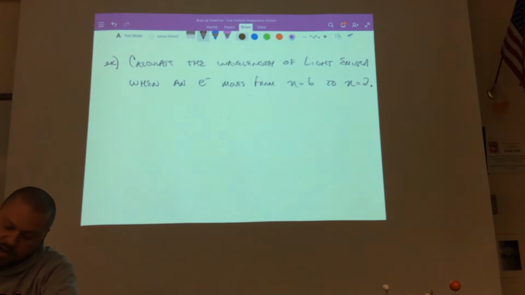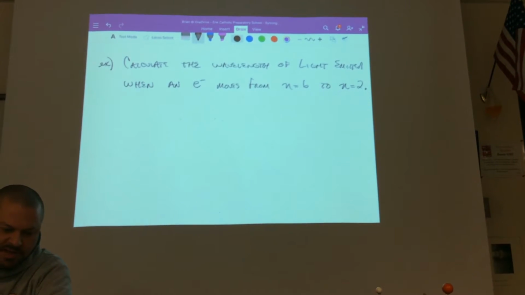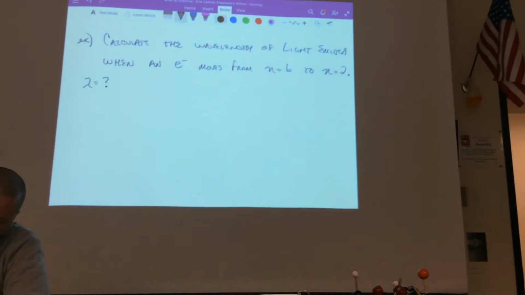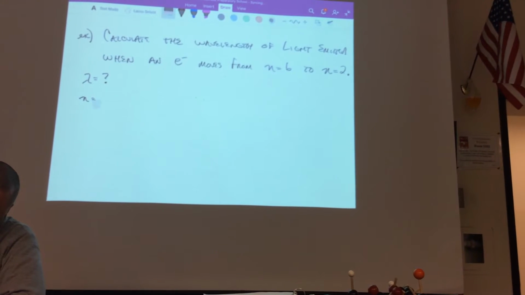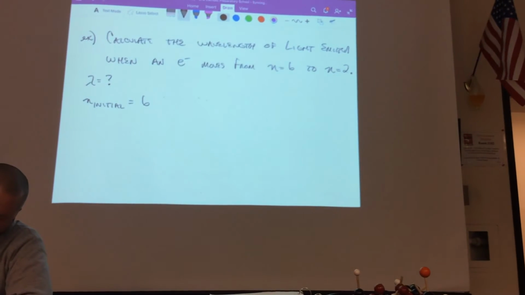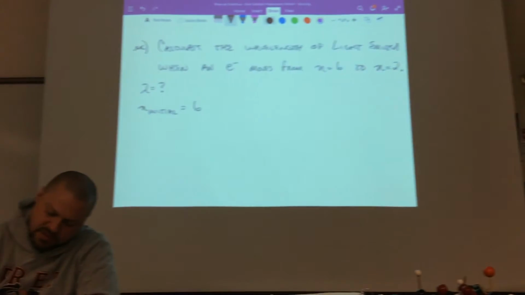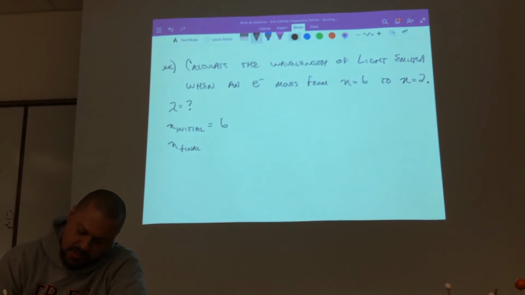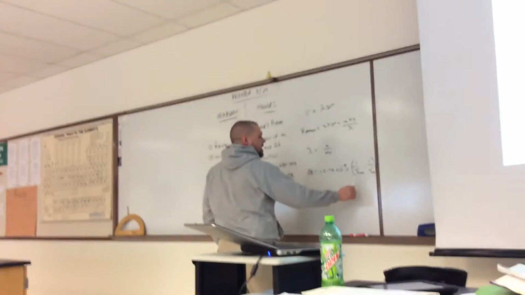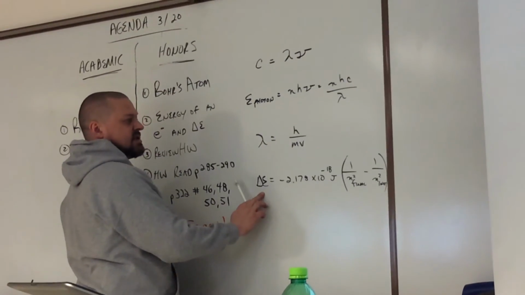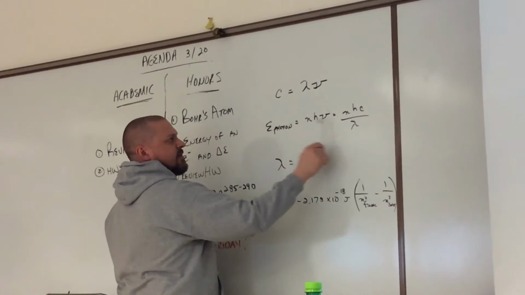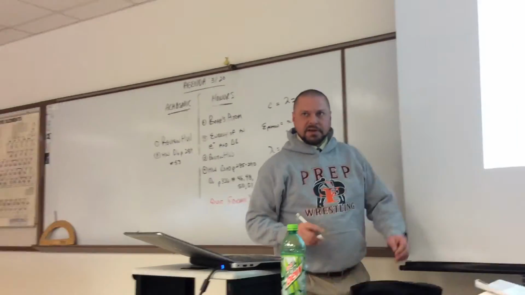Okay. All right, so let's see. So we have an equation. We're solving for wavelength is what we want to know. We have an n initial equal to 6, and we have an n final equal to 2. Again, I don't have wavelength in that equation, but I'm going to solve for final and initial, get this, and that's going to give me delta E. And then once I have that, I can solve for lambda. So I'm going to solve E of a photon equals NHC over lambda, solve for lambda.